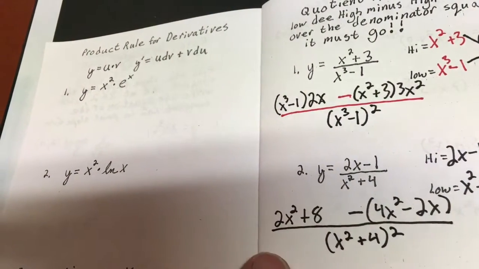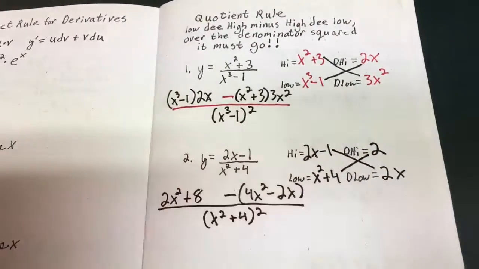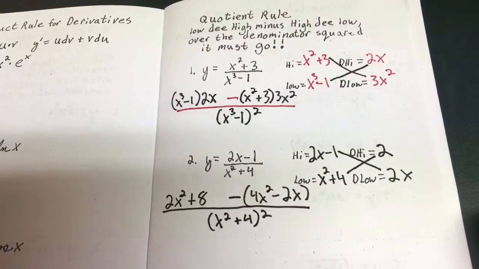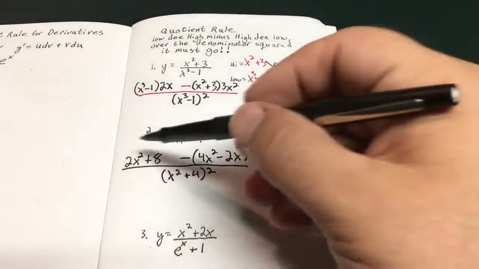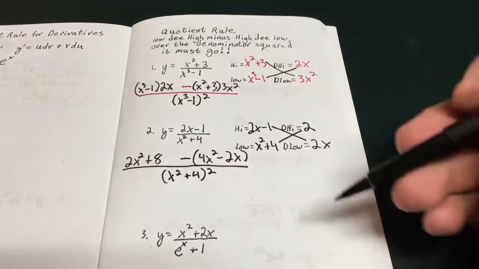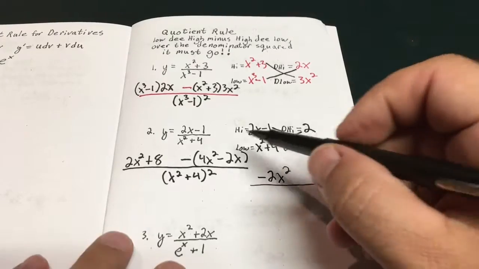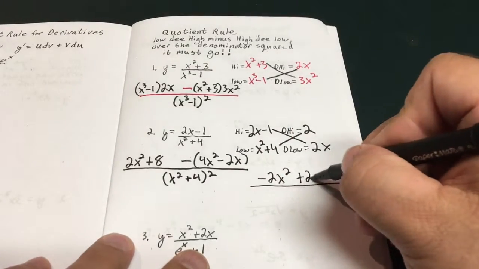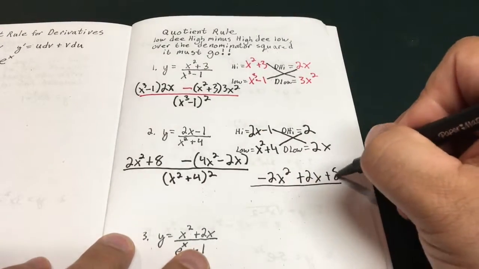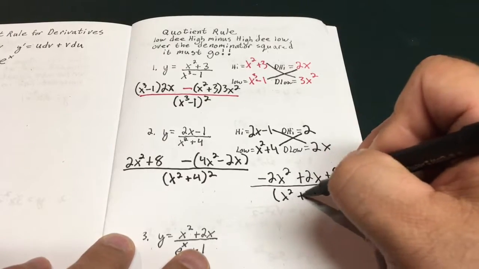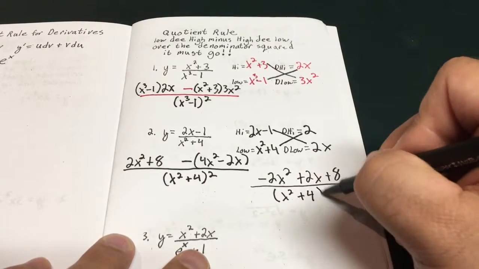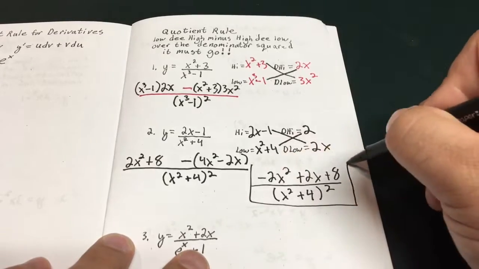I think I can simplify that a little bit more. Further simplifying this, 2x squared minus 4x squared, well, that's negative 2x squared, plus 2x, plus 8, all over x squared plus 4, the quantity squared. And that's it for number 2.